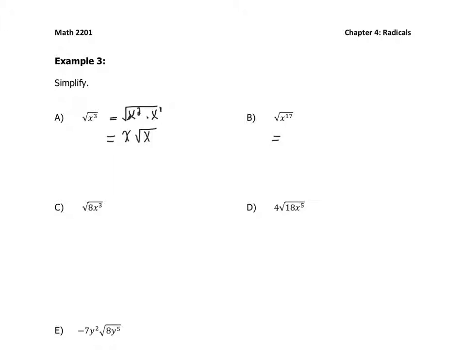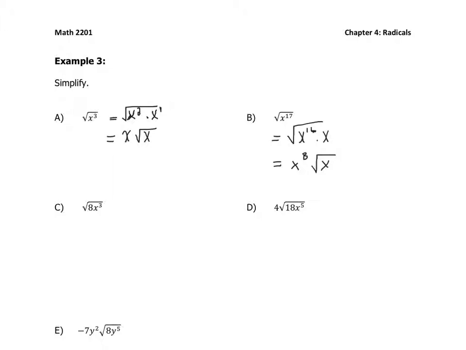Similarly, we can break down the square root of x to the 17 as x to the 16 times x, because that's an even power, which is basically a perfect square power of x. And x to the 16, if you take half, x to the 8th would come out, and you just have the root x left underneath the radical sign.